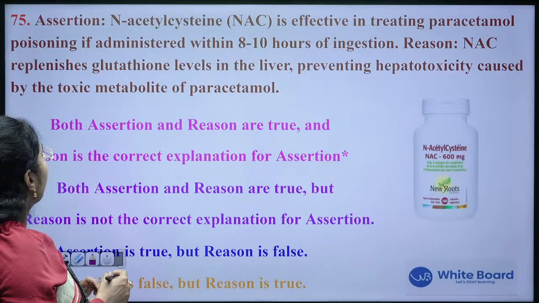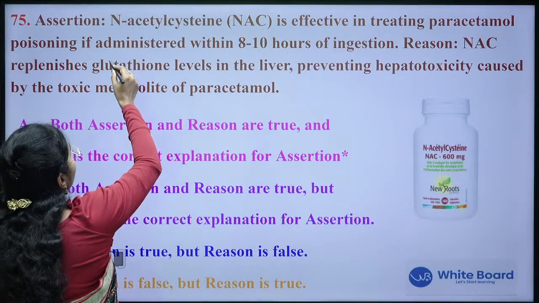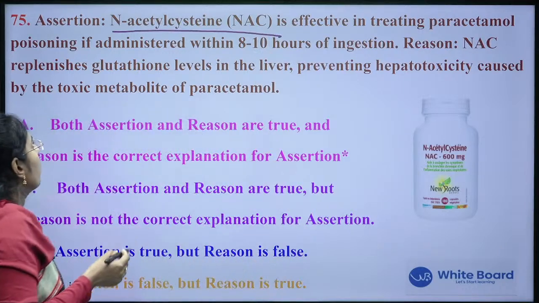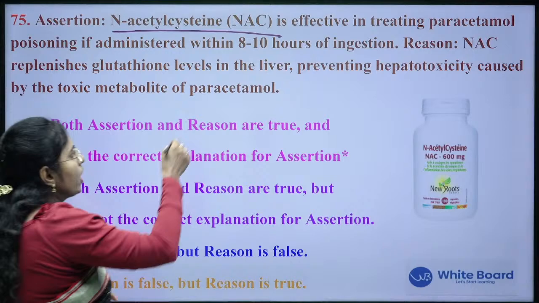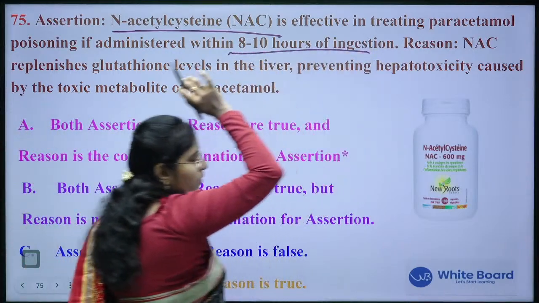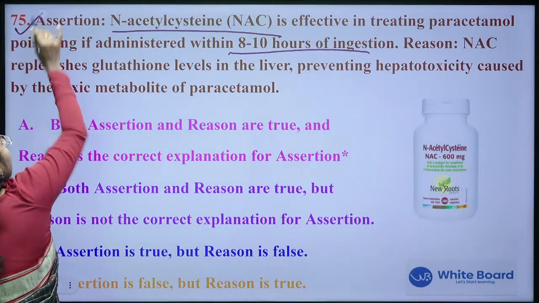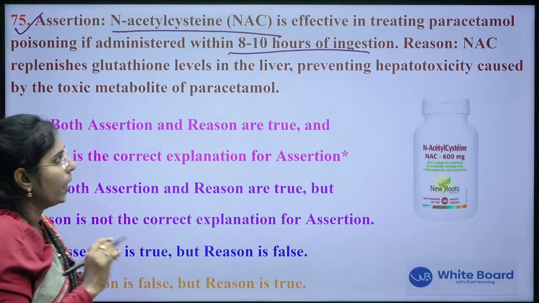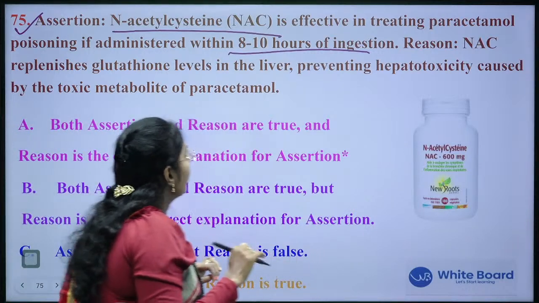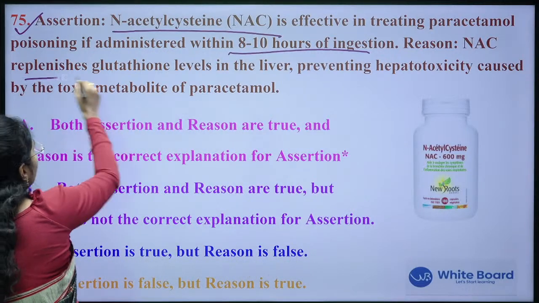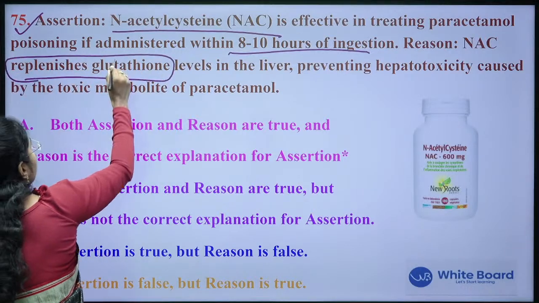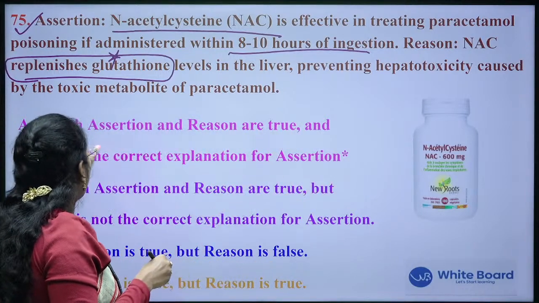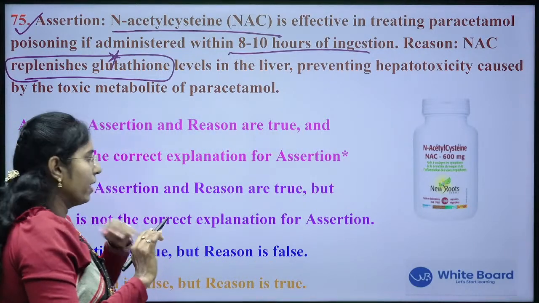So next question. N-acetylcysteine is effective in treating paracetamol poisoning if administered within 8 to 10 hours of ingestion. Yes, that's true. Generally N-acetylcysteine is used as an antidote for paracetamol poisoning. So what is the reason? This N-acetylcysteine replenishes glutathione levels in the liver, preventing hepatotoxicity caused by the toxic metabolite of paracetamol. Yes, that is also true.